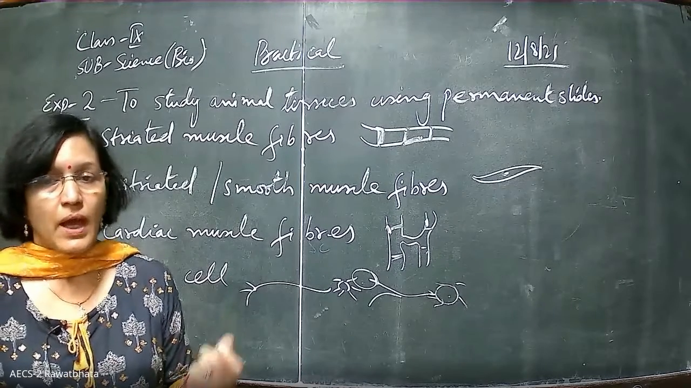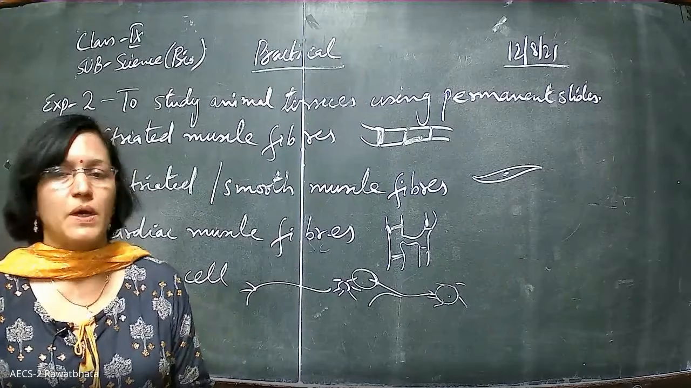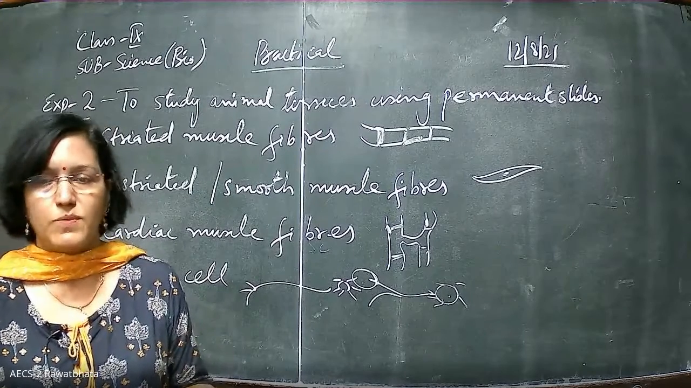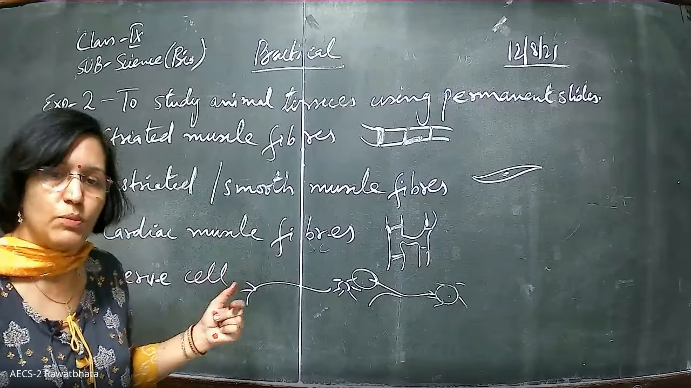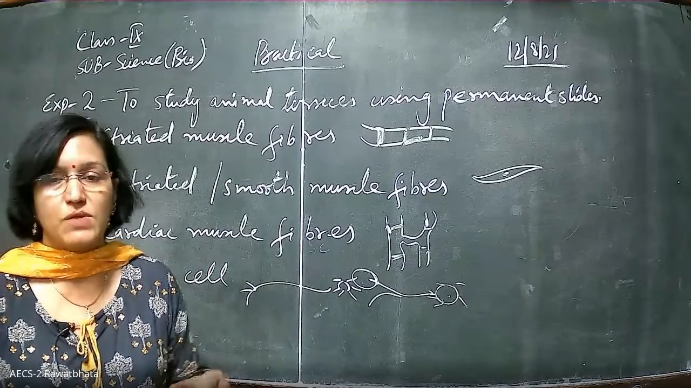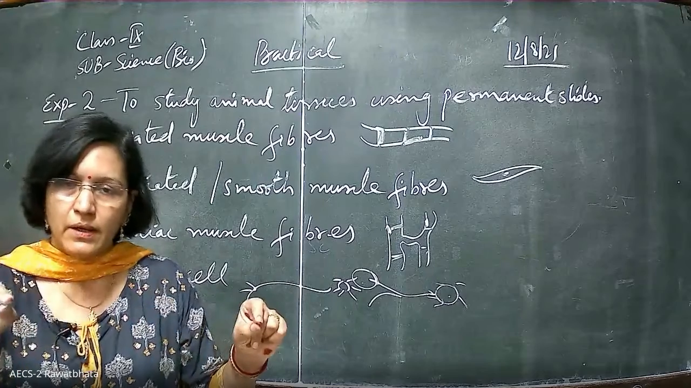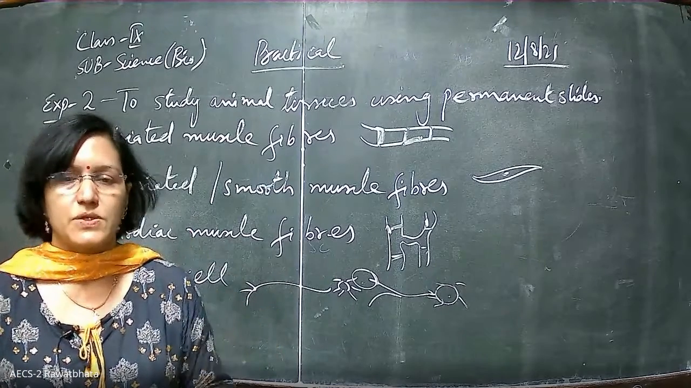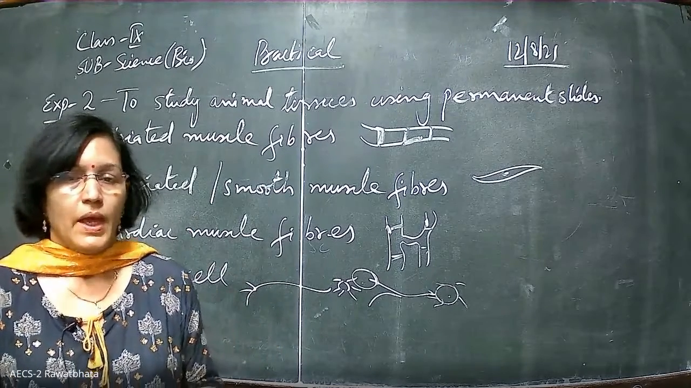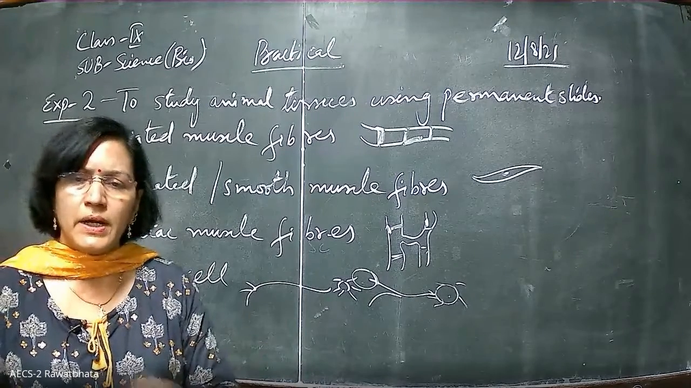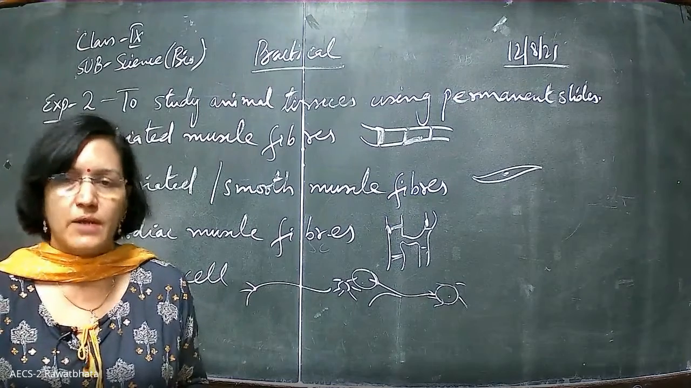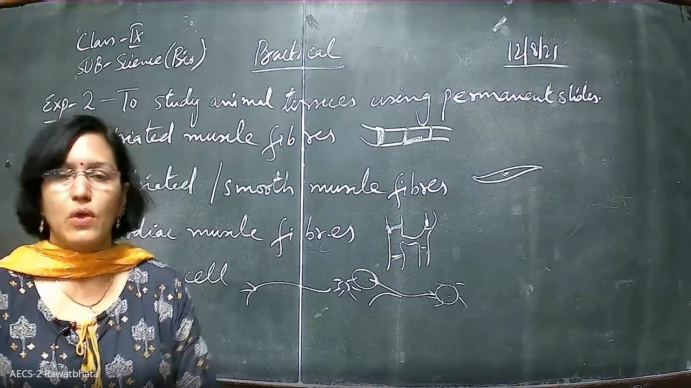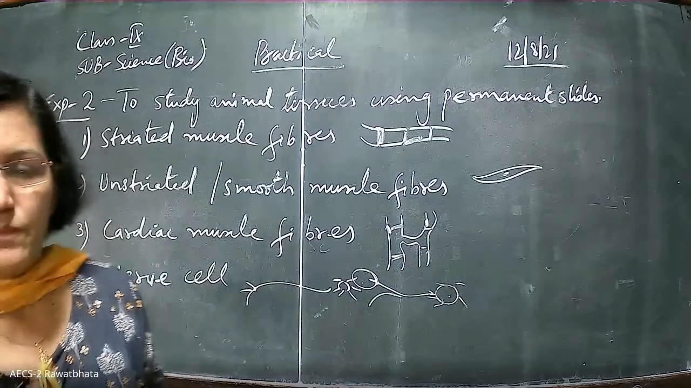striations and many nucleus. I'll be keeping my cursor on those places. Please try to observe very carefully. And once we are talking about the smooth muscle, in smooth muscle, you have to see very carefully that the tapering ends are there and the cell carries only one nucleus. In case of cardiac, clearly demarcated, those branches are coming out, and that is uninucleate structure. Let's see first of all these three muscle fibers one by one.